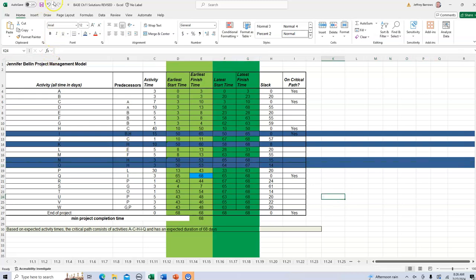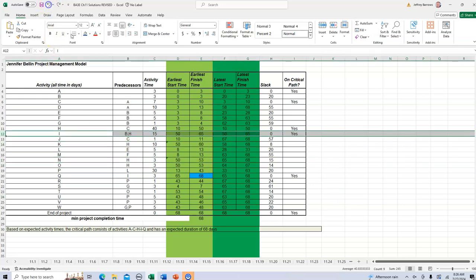So if you go through this and your math is correct in both directions, you should have an early finish time of day 68. And then what you should find on the backward pass is that activities A, C, H, I, and Q have no slack. So that is the critical path. Hope this helps.